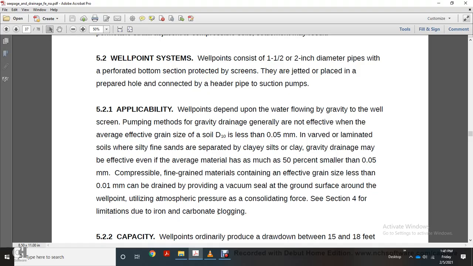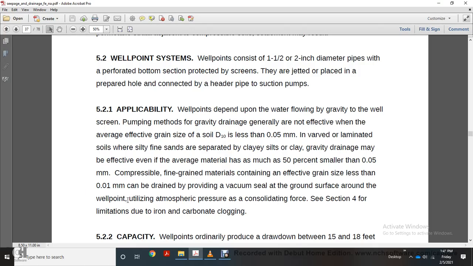of the soil, the D10, is less than 5/100 of a millimeter, with a very laminated soil with silty fine grade separated with clay soil. Gravity drainage may be effective if the average material has as much as 50% smaller than 5/100 of a millimeter. Compressible fine-grained materials containing an effective grain size less than 1/100 of a millimeter can be drained by providing a vacuum seal of the ground surface around the well point, utilizing atmospheric pressure for the consolidation force.